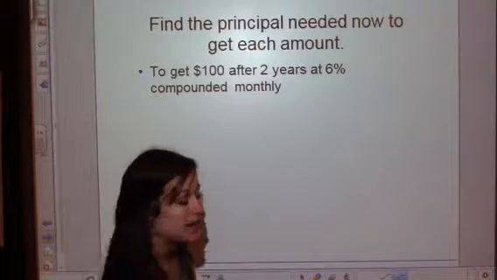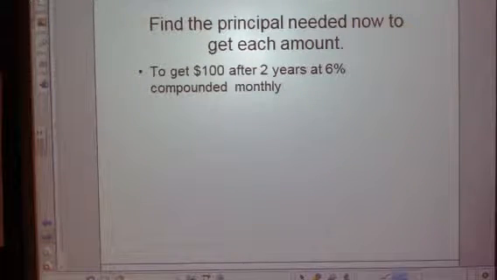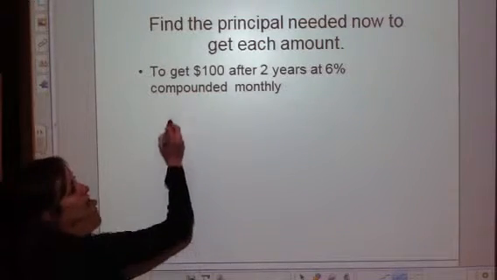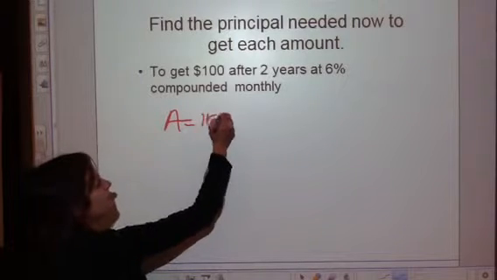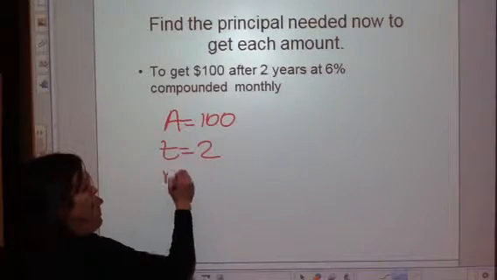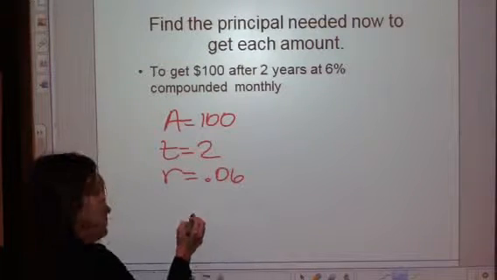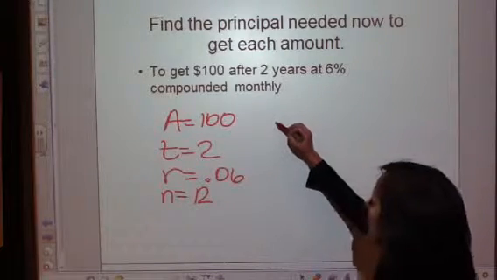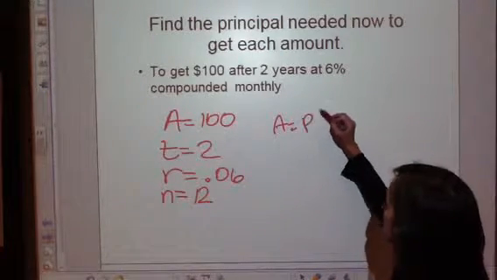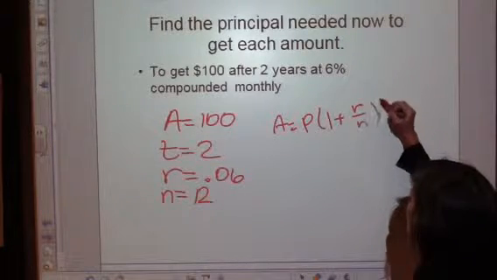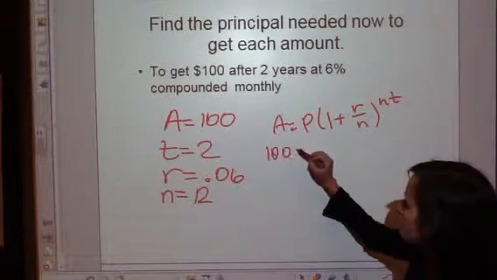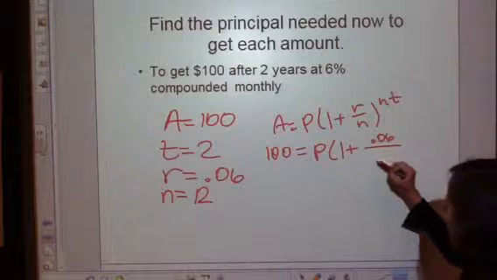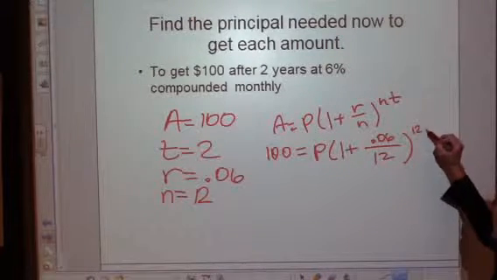So what if I want to know something different? This time I want to know the principal that I have to put in. I want to get $100, so that means A equals 100. My time is 2 years. My rate is 6%, so 0.06. And my n is monthly, so 12. So I have A equals P times 1 plus r over n to the nt. So 100 equals P times 1 plus 0.06 over 12 to the 12 times 2.